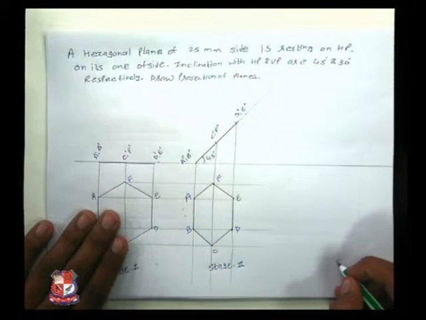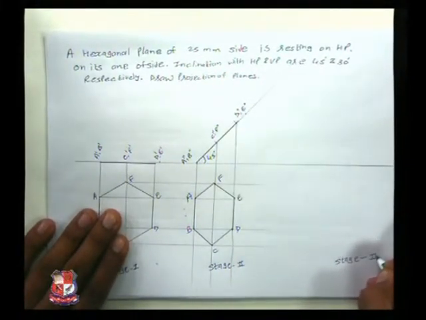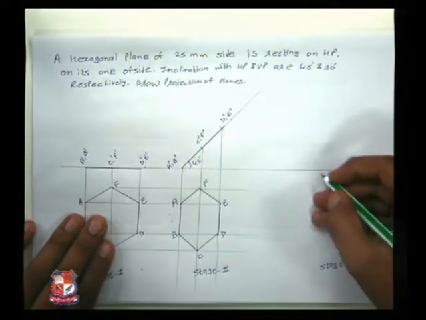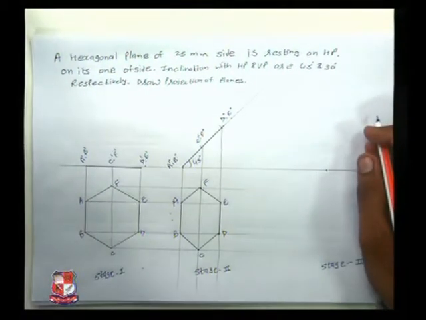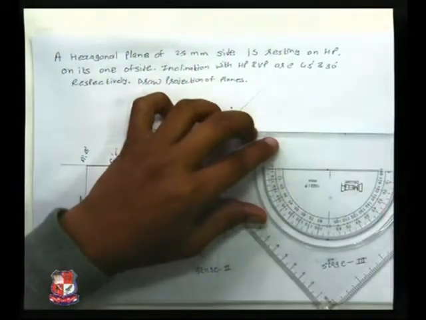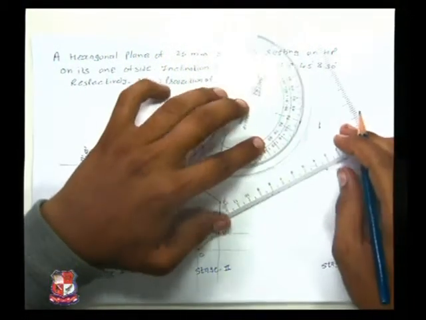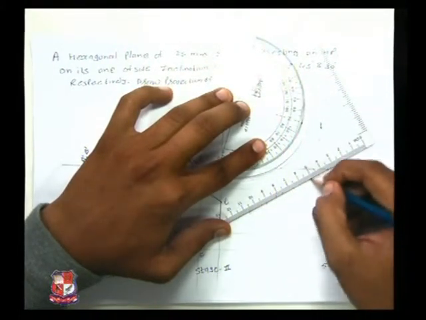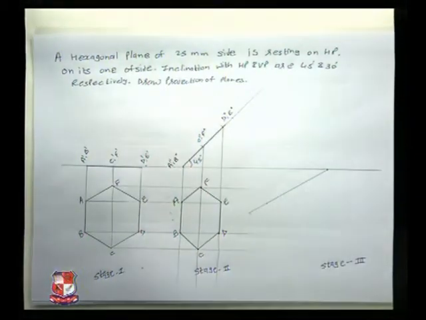For that we will proceed further to stage 3. I am marking a random point on the XY line. Now marking a reference line at 30 degrees.